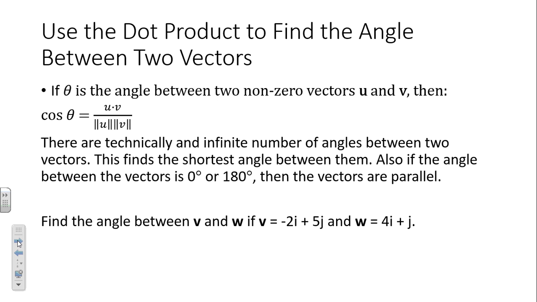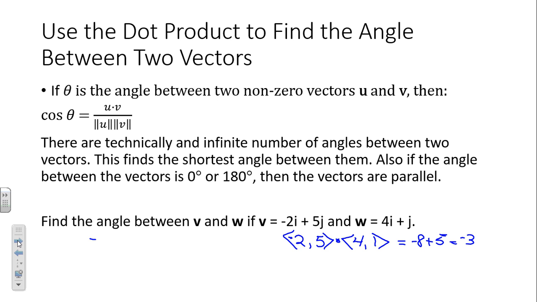So let's find the angle between vectors v and w when v is negative 2i plus 5j and w in linear combination form is 4i plus j. We defined our vectors and our dot product in component form, so let's switch to that real quick. What's the dot product of the two? Negative 3. Everybody get that? We dot them, we get negative 8 plus 5, which is negative 3.